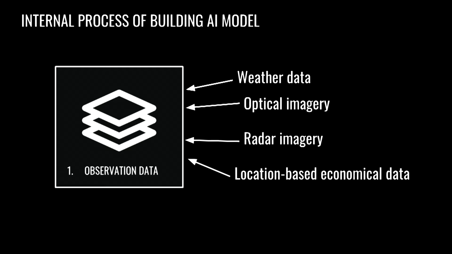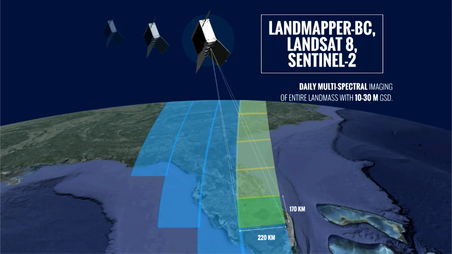This data should be frequent, and this data should be relevant. So we are talking about weather, optical, radar imagery, and also some location-based economic data from demographic statistics that we identified as also useful. For the multispectral data, the most widely used are, I'll start with the Landmapper, which is the data from our own constellation, and also the data from NASA Landsat 8 and ESA Sentinel-2, which allow from 10 to 30 meters resolution, and combined they give up to daily revisit frequency.